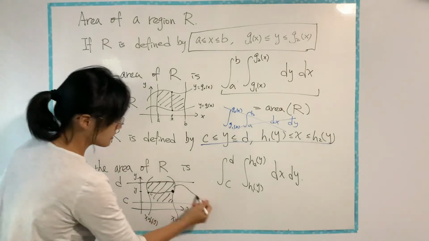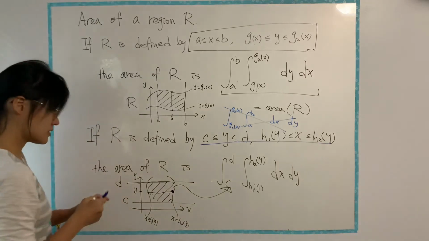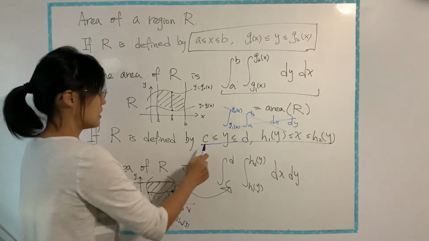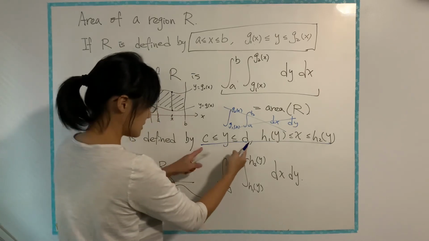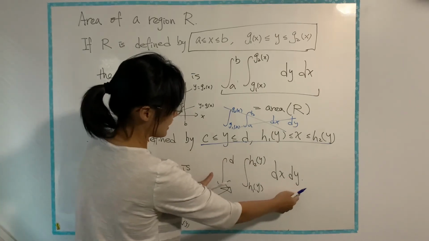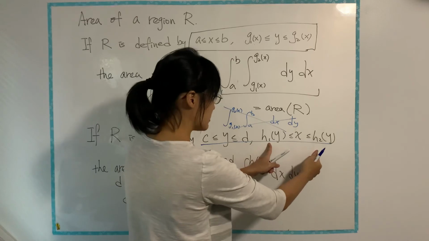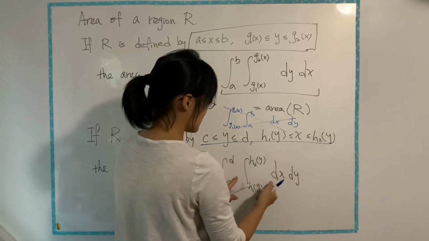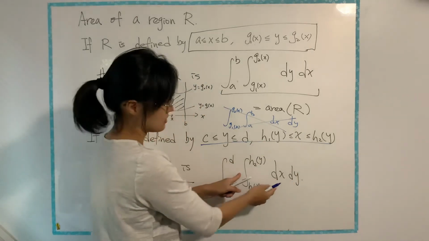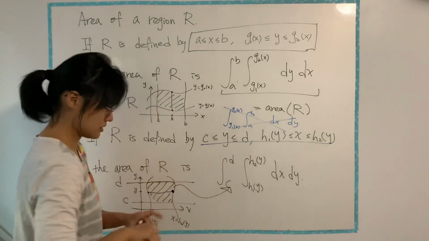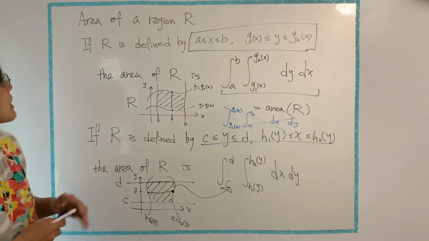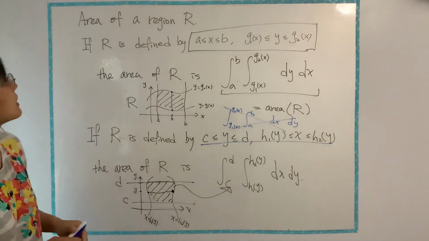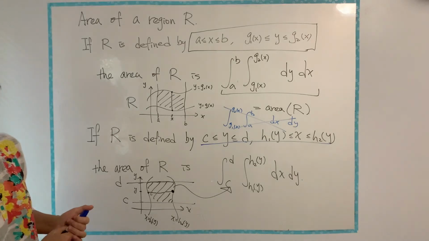This is the region of integration, and the same rule applies. The variable that's bounded by constants only, I leave it outside. The variable bounded by functions, I put it inside. Do not switch the order. So this is the formula for finding the area of a region.